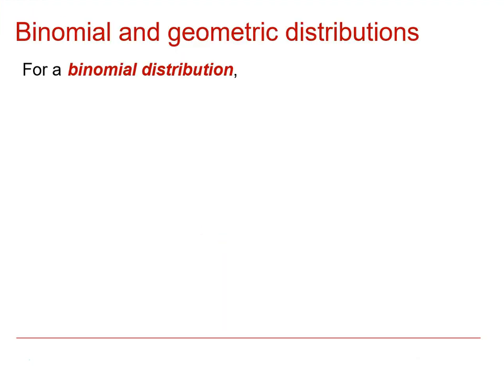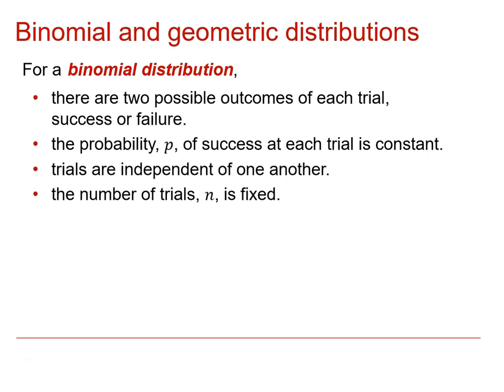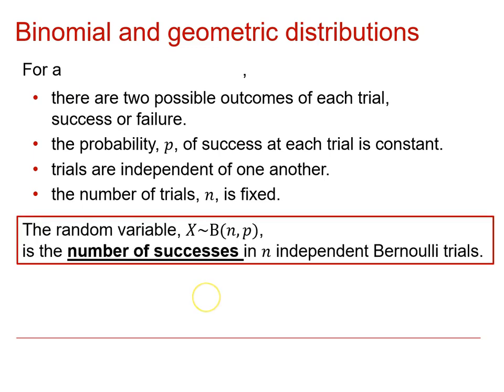For a binomial distribution, we recall our assumptions as follows. There are two possible outcomes of each trial, success or failure. The probability p of success at each trial is constant. Trials are independent of one another. The number of trials n is fixed.